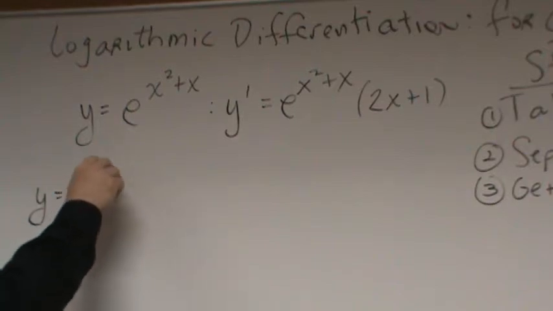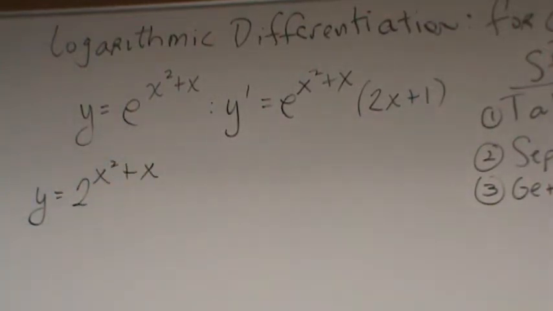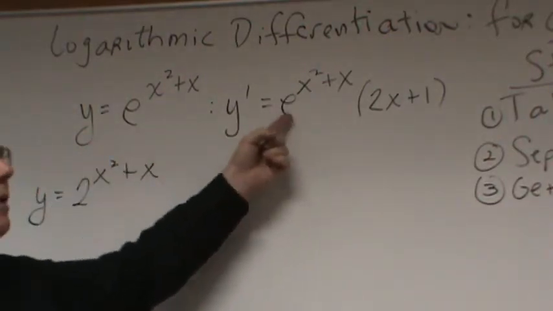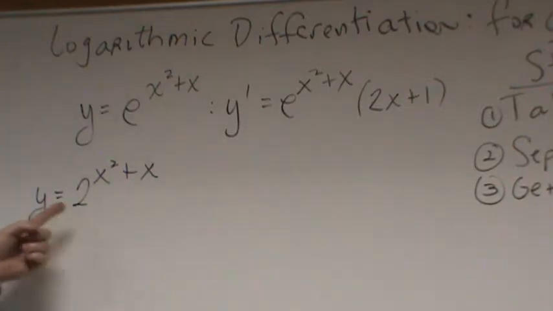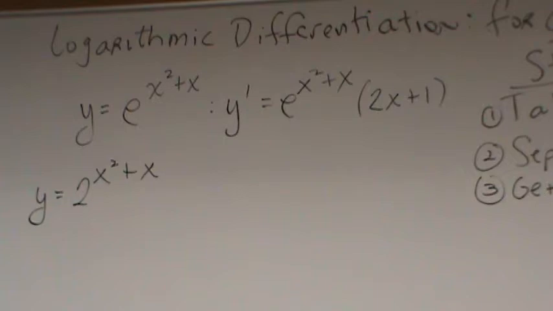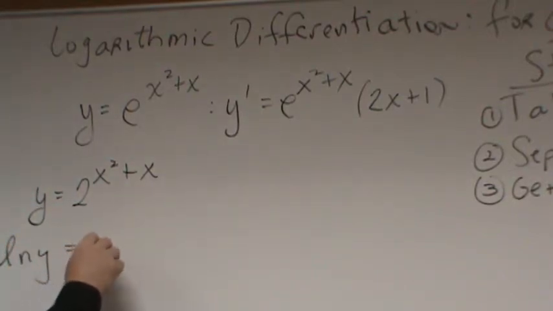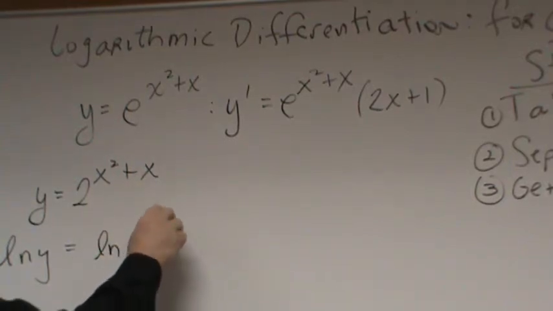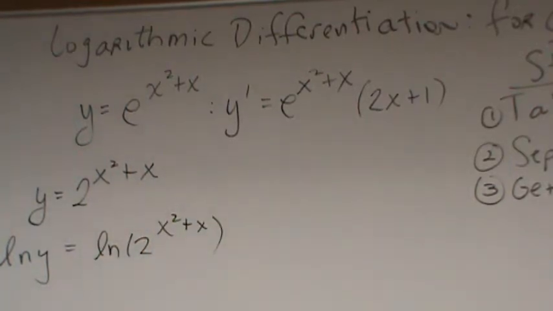But what if I gave you this? Y equals 2 to the x squared plus x power. Now, you don't get to do that let-it-equal-itself thing, because that only works when e is the base, not when anything else is the base. So what I recommend is logarithmic differentiation, because it works for anything else besides e. What I would do is take the log natural of both sides of the equation.